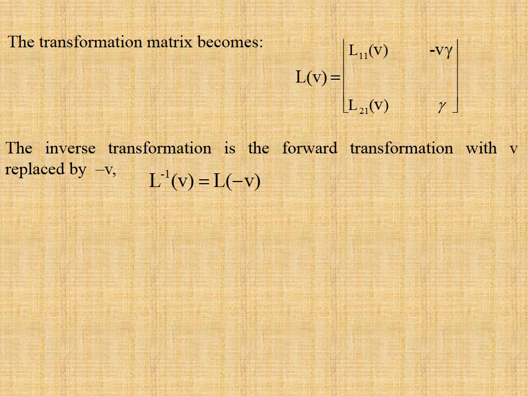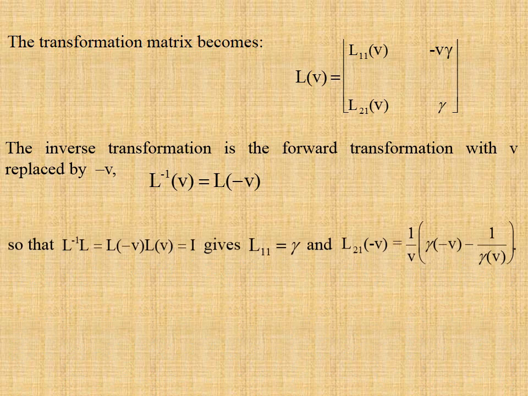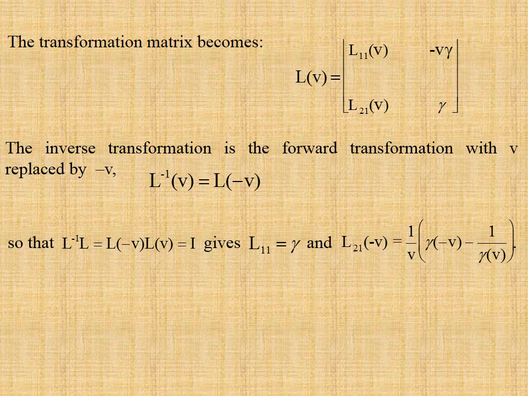This allows us to actually form the matrices L of V and L of minus V, and the product L inverse times L, which is equal to L of minus V times L of V, and set it equal to the identity matrix I, and solve the resulting equations. The result is that we find that L11 is equal to gamma, and L21 of minus V is as shown.